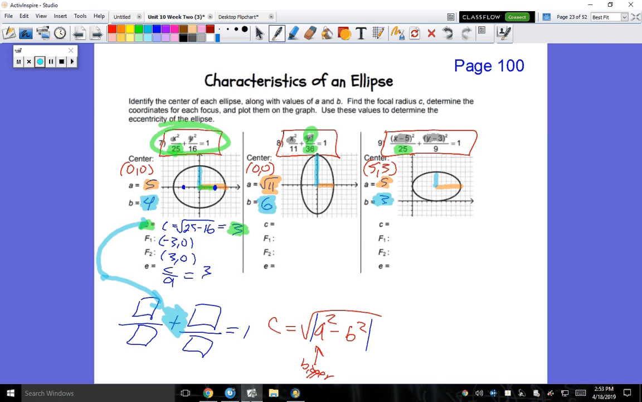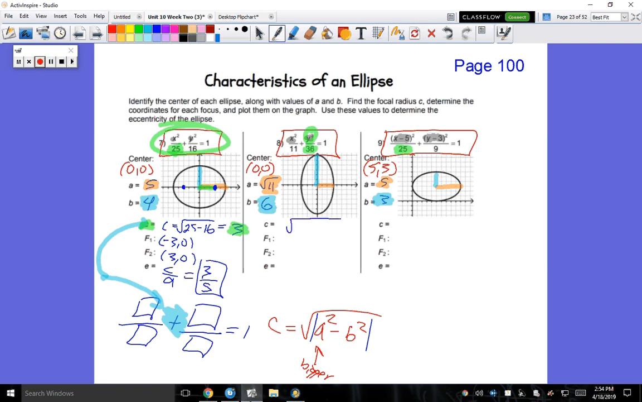C is 3. A is 5. So the eccentricity on this is 3/5. Okay? Let's come over here. We're going to do the same thing. I'm going to go through it, and then let me know if you have any questions.